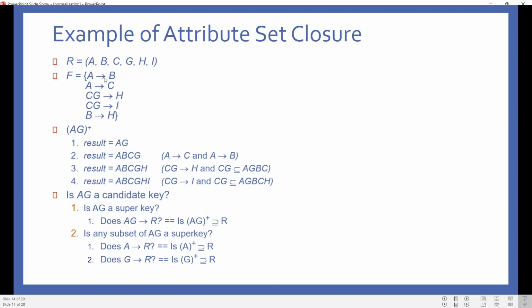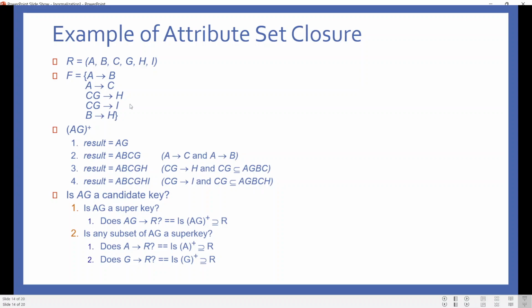Let us find the closure of AG. So we have taken an attribute set AG and are finding its closure. When you are finding the attribute closure, the first element will be the set itself. So for the AG closure, the first element will be AG. Now, in this AG, what attributes are present? We can see A is present and G is present.